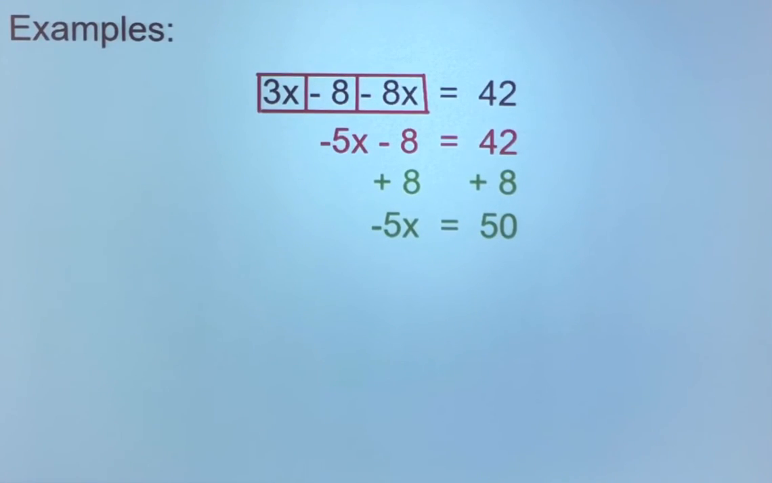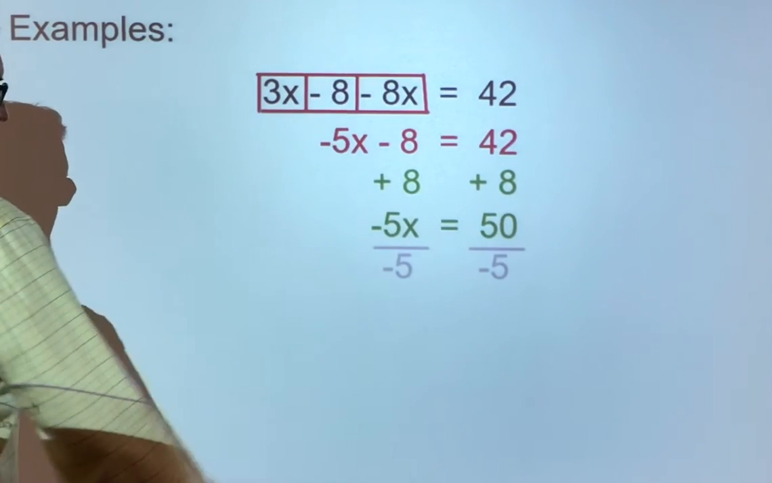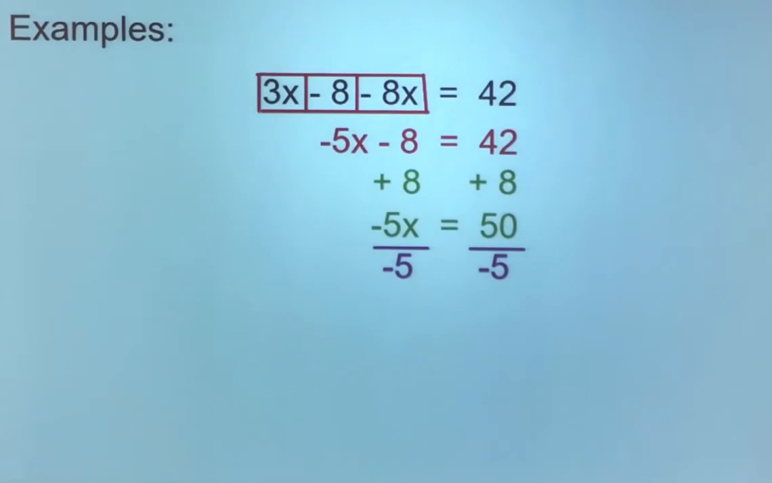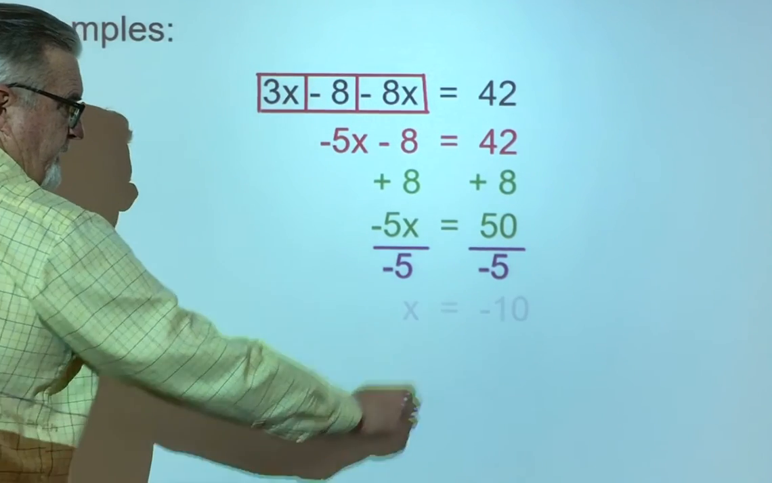Since they're multiplying x by negative 5, the inverse of that is dividing by negative 5. So we'll divide both sides by negative 5. That'll isolate the variable, so we will have x is equal to negative 10.